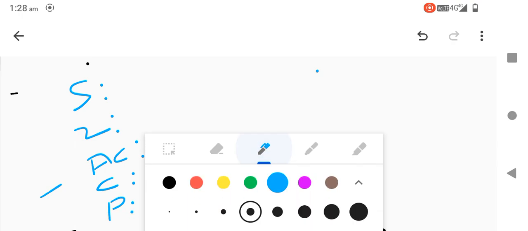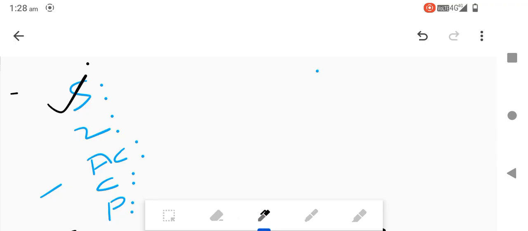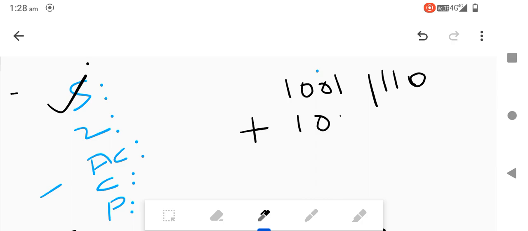Coming to the sign flag, after the execution of an arithmetic or logical operation, if D7 of the result is 1, the sign flag is set. For example, 10010110 plus 10011101.